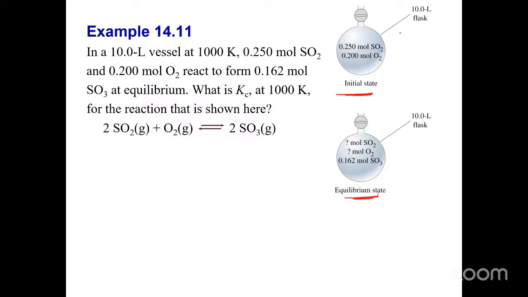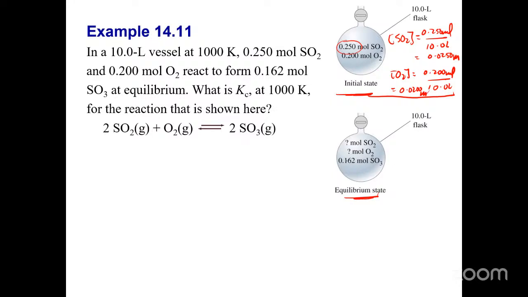Initially, the concentration of SO2 would be equal to the moles of SO2, which is 0.250 moles, divided by 10.0 liters. So that would be equal to 0.0250 M. And the concentration of O2 initially would be equal to the moles, which is 0.200 moles, divided by the same volume, because they're all in the same container, so they will all occupy the same volume. So this would be equal to 0.0200 M. Those would be the initial state.